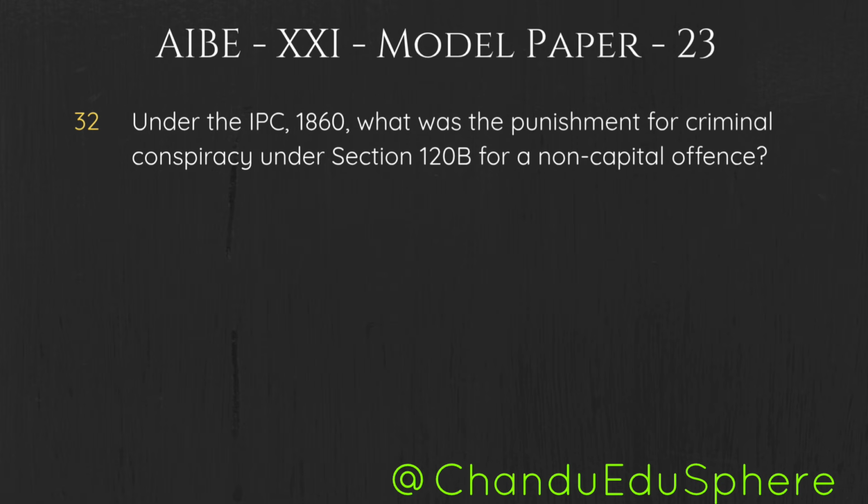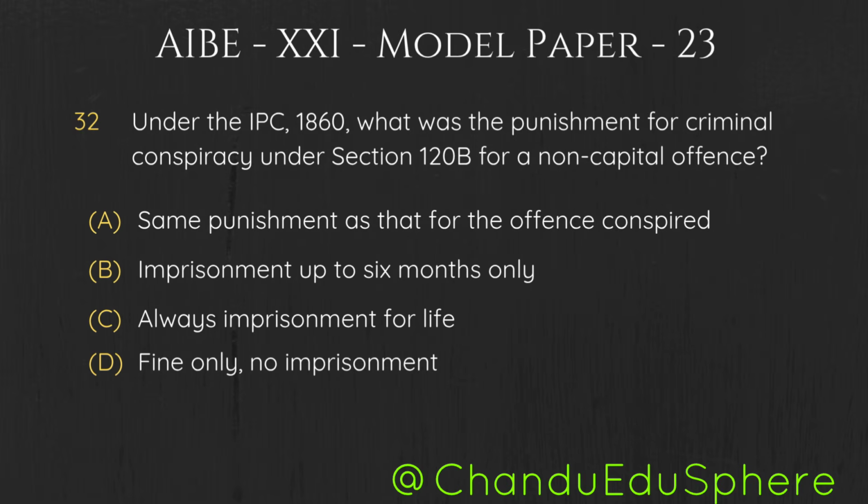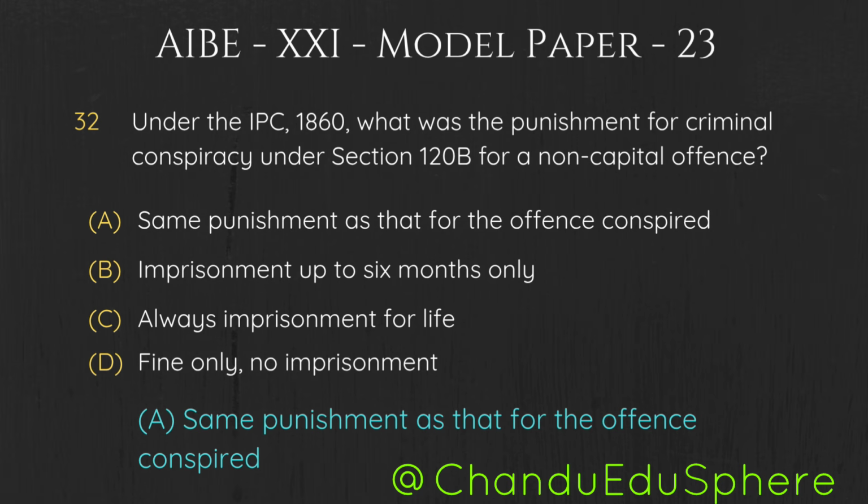Under the IPC 1860, what was the punishment for criminal conspiracy under Section 120B for a non-capital offence? Same punishment as that for the offence conspired.